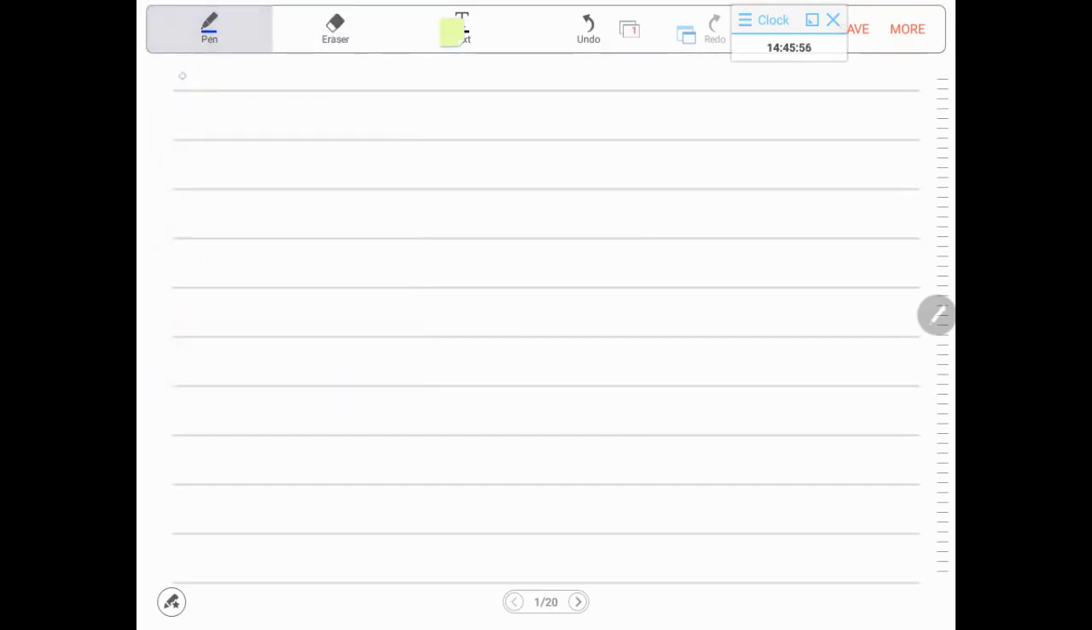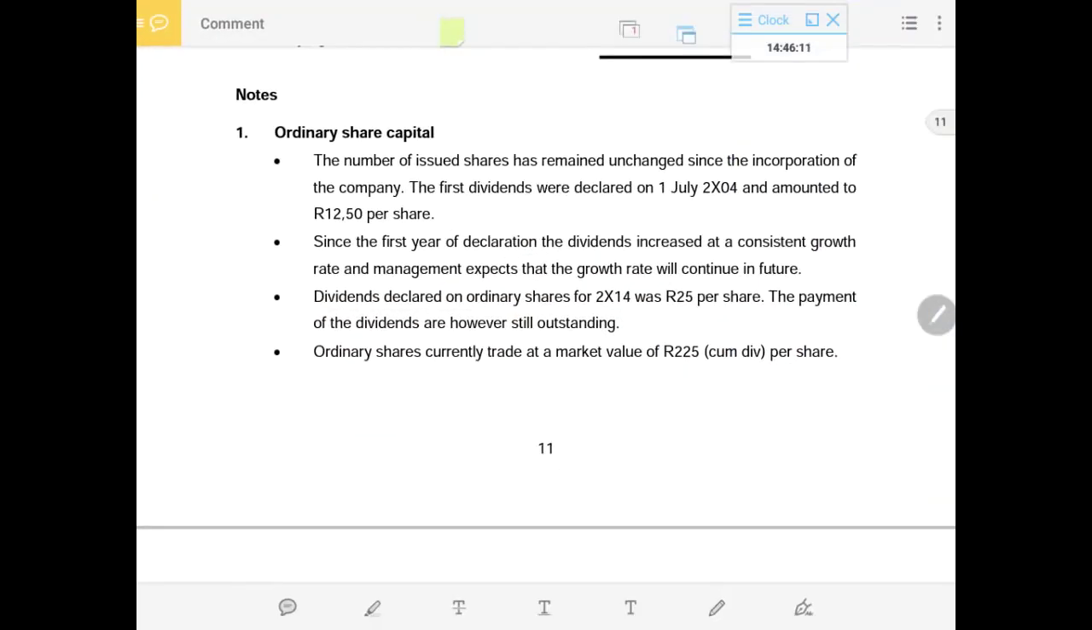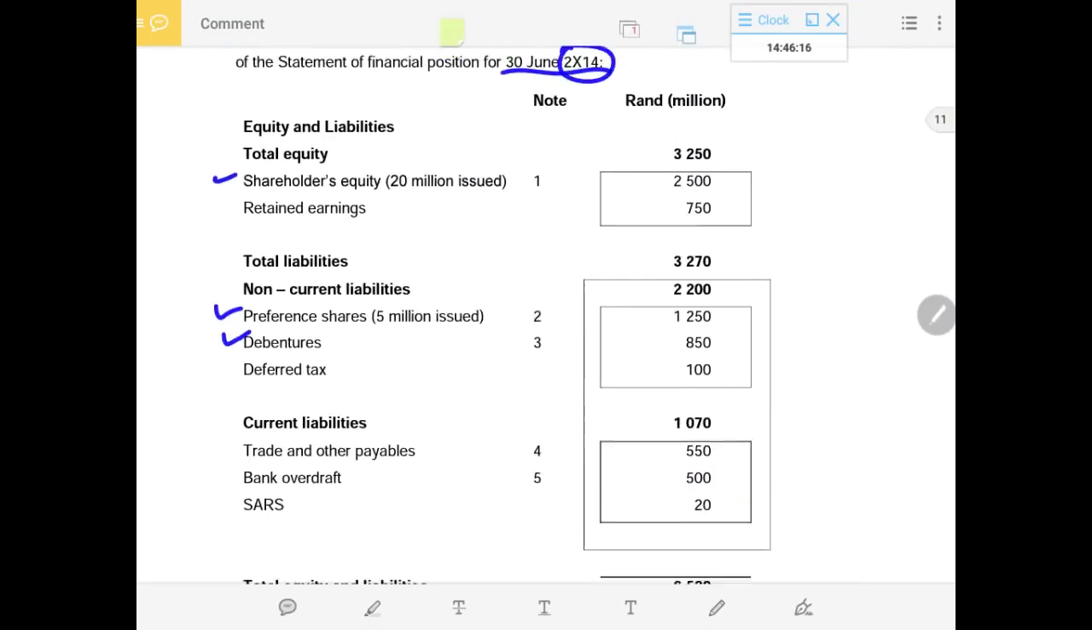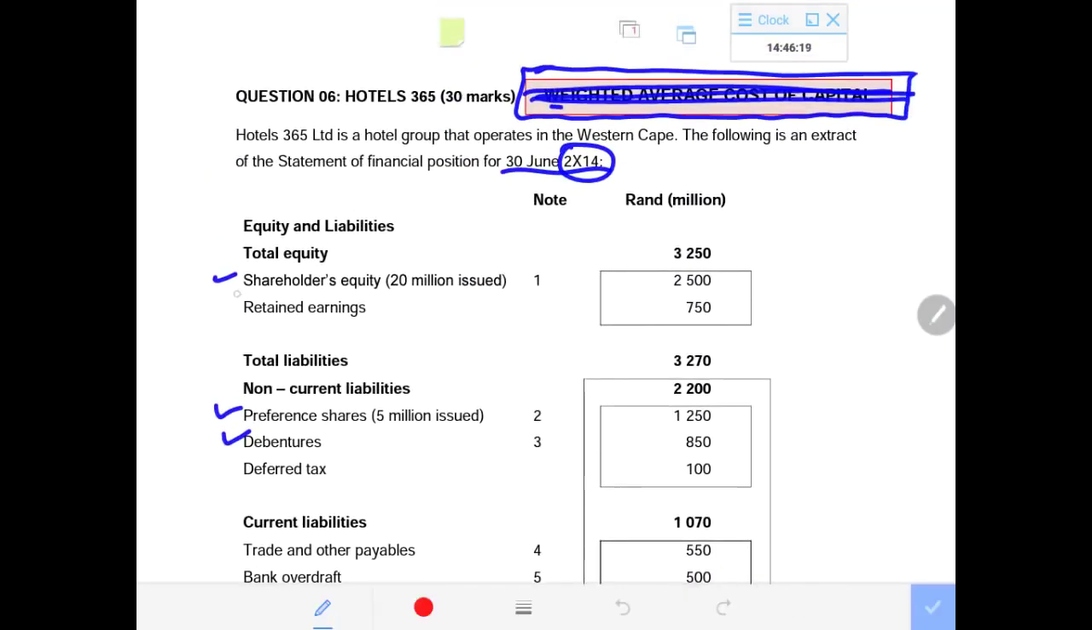Then my ordinary shares. I know that we have a total of ordinary shares that are supposed to be given to us somewhere in the trial balance. Yes, we do have shareholders' equity, which is 20 million shares in issue, 2,500,000. Oh, sorry, that was the capital. We are looking at the 20 million number of shares. In this case, we're not much bothered about the capital.